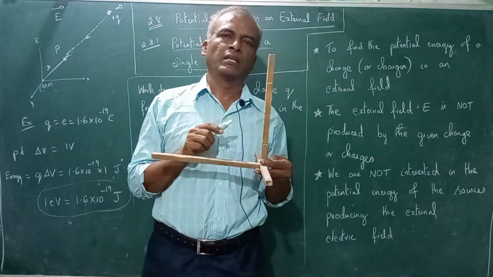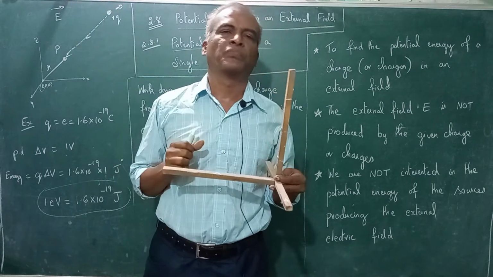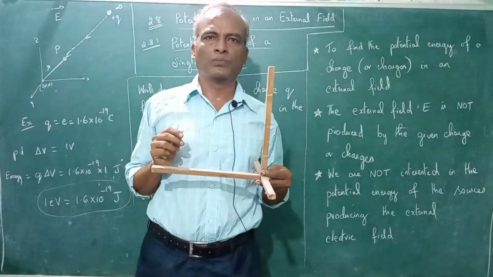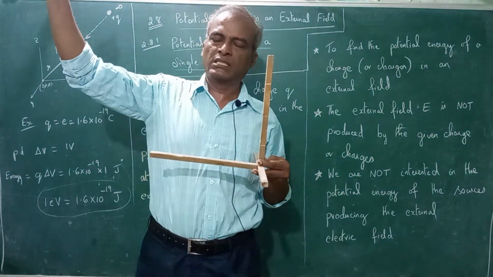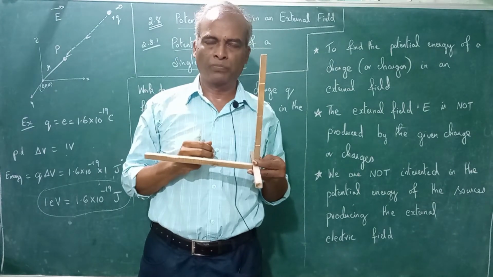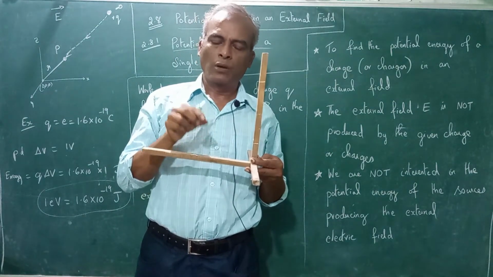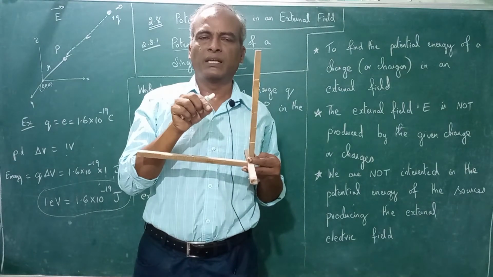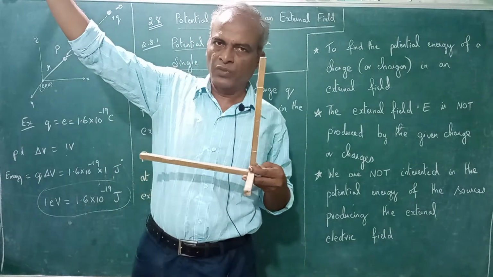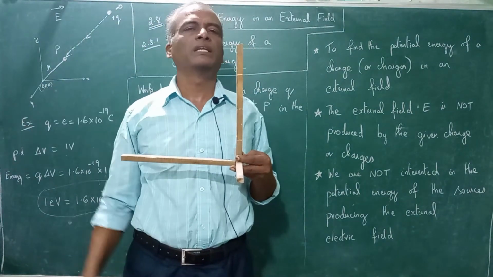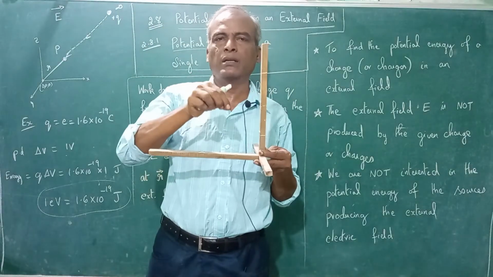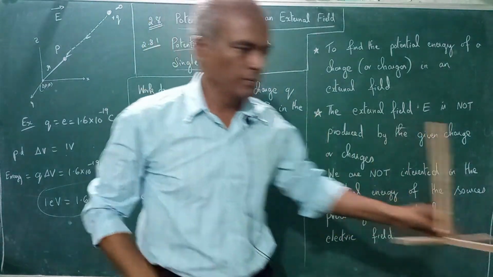Usually the potential at infinity is 0. Generally at infinity it is 0. So when the charge moves from infinity to this point, work is done. Therefore the potential at this point is greater than the potential at infinity, because that is 0. Therefore we see a potential difference between the point at infinity and the point P.